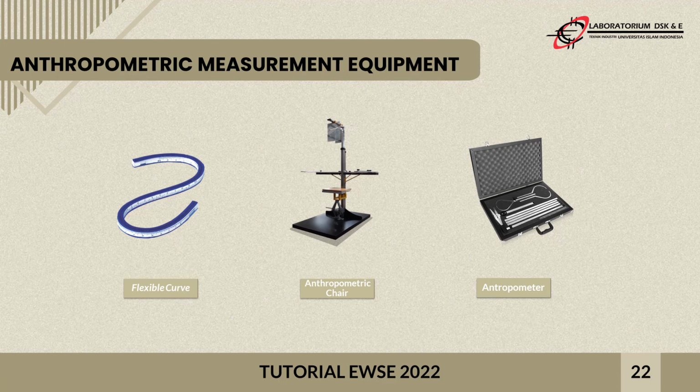Next, we talk about anthropometric measurement equipment. First, there is the flexible curve. This tool is used to measure surfaces of the body that are not flat, for example our back. The second one is the anthropometric chair, which can be used for anthropometric measurement. And the last one is the anthropometer.